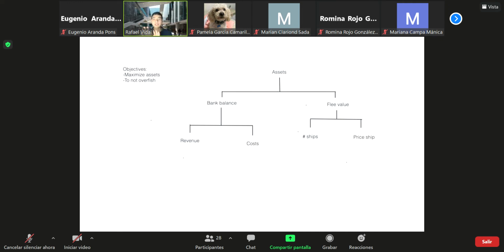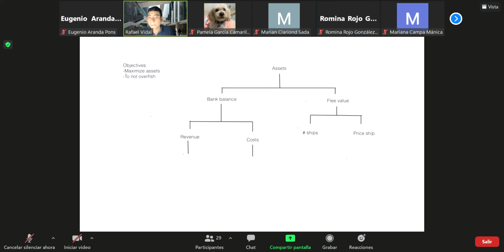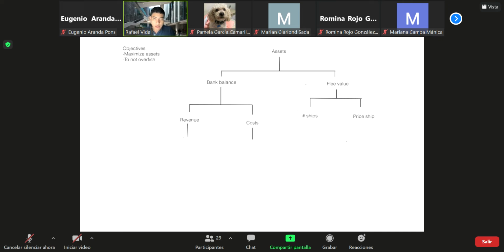Now, this is just the basic framework, because in revenue and cost, we can start listing the different factors that we need to analyze. That's up to you. I'm going to leave it here. Here it's already done because that's how you calculate fleet value. But how do you calculate bank balance, revenue minus cost? So what are the different revenue streams and what are the different costs we are incurring, okay? So that has to do with assets.